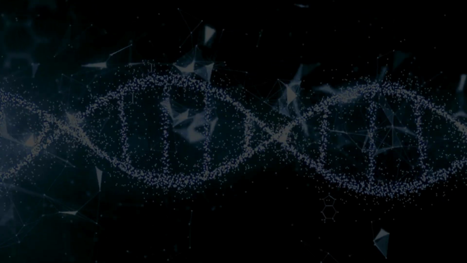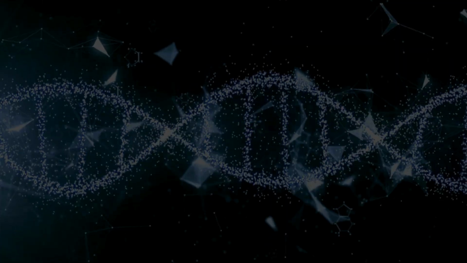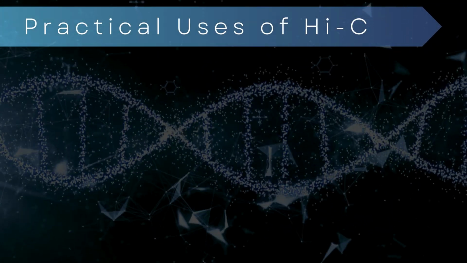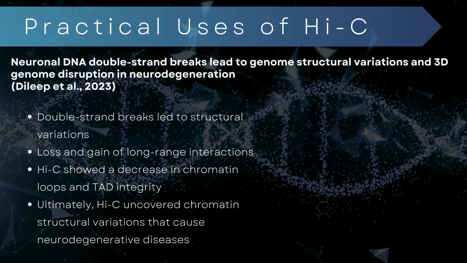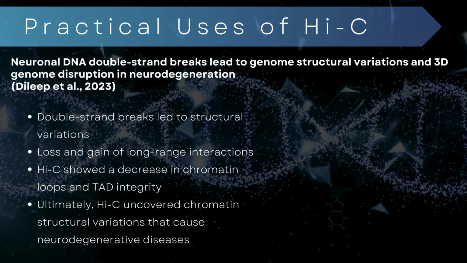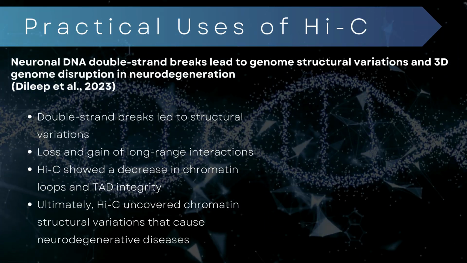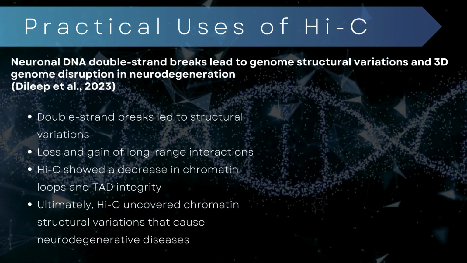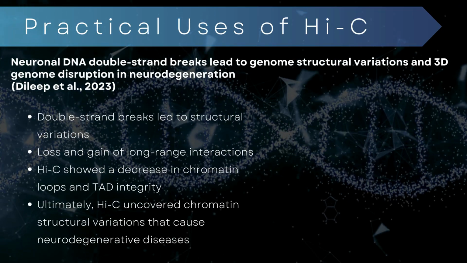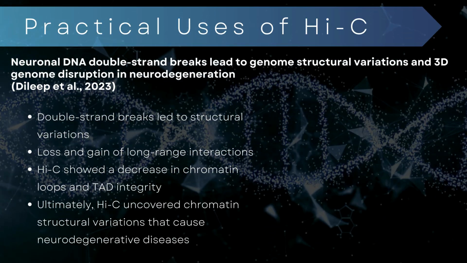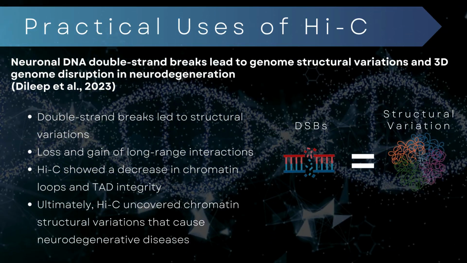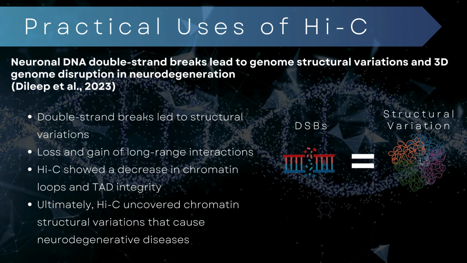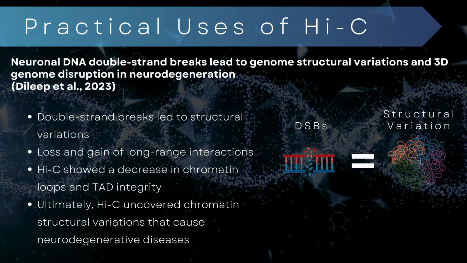Now that we've seen the methodology and shortcomings of Hi-C in relation to other technologies, let's look at some practical uses of this technology today. In a 2023 study on neuronal DNA and neurodegeneration, researchers utilized Hi-C to discover unresolved double-strand breaks that lead to genome structural variations. These variations altered the 3D genome and resulted in loss and gain of long-range interactions.